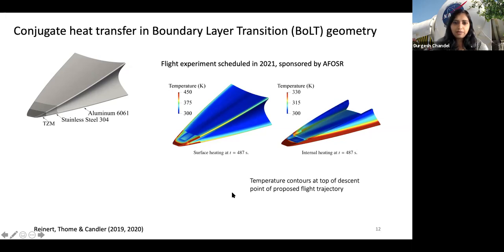My main point in showing this was that we are able to predict the temperature both in the fluid and the solid domain. Since the experiment is not yet performed, the validation is not done. But based on these results, all the materials stay well within their melting point limit, which is a good sign. So that's all on BOLT.